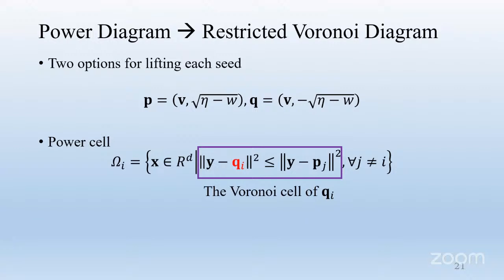It is worth pointing out that we have 2 options for lifting each weighted seed, which are P and Q here. One is above the RD space, and the other is under the space. The restricted Werner cell of Pi is exactly the same as that of Qi. We can use this property to accelerate the computation of meshless power diagrams. I will talk about it later.